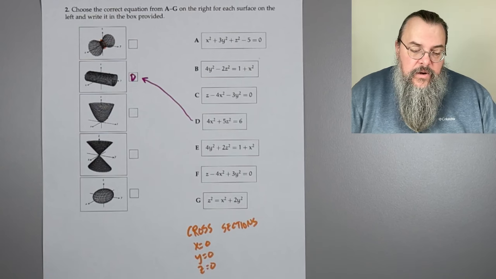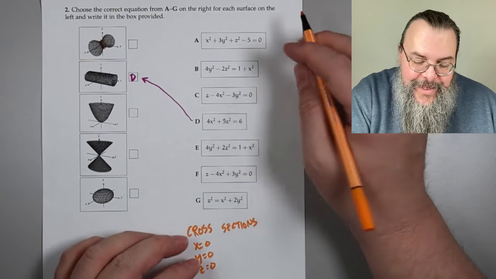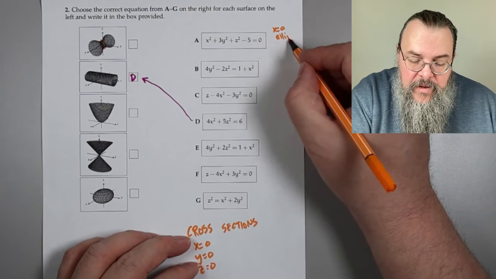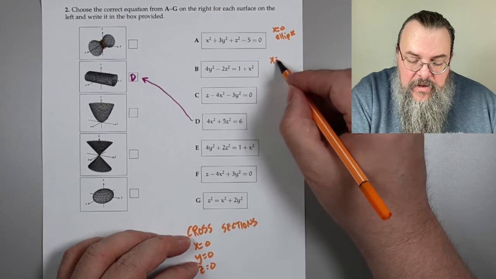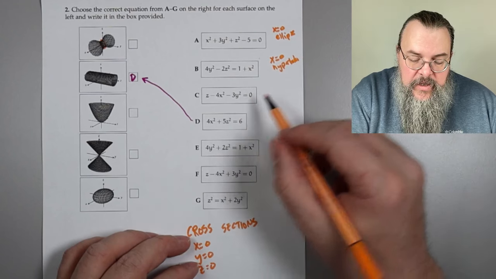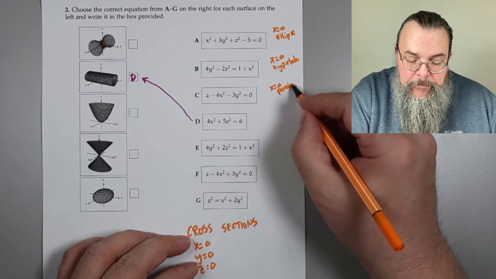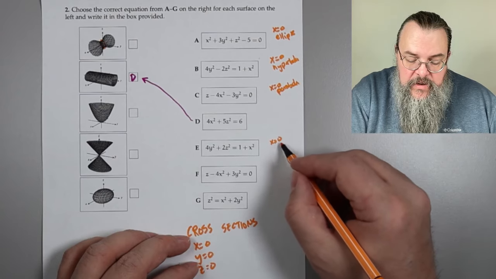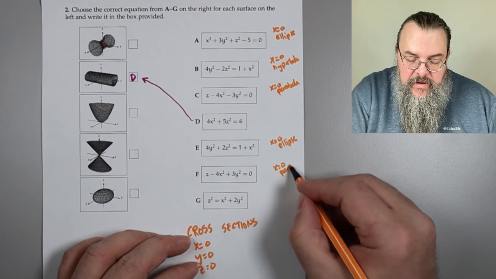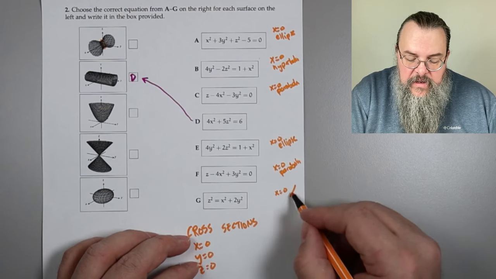So now that we know, when you set x equals 0, we should have taken better notes. Let me take some better notes here. X equals 0, you get an ellipse. And here, x equals 0, hyperbola. And here, x equals 0, you get a parabola. Here, x equals 0, you get an ellipse. Here, x equals 0, you get a parabola. And here, x equals 0, you get lines that look like that.